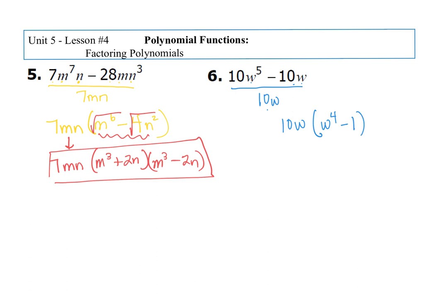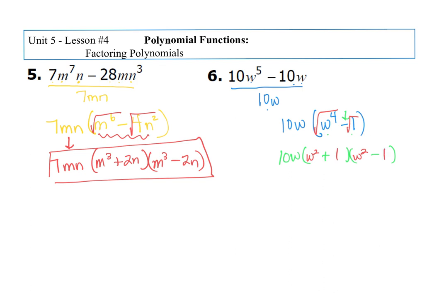Okay, so we have 2 perfect squares with a minus sign in between. We'll do difference of squares. We have 10w, then 2 sets of parentheses. One gets a plus and one gets a minus. The square root of w to the 4th is w squared, so that goes in each set. The square root of 1 is 1.